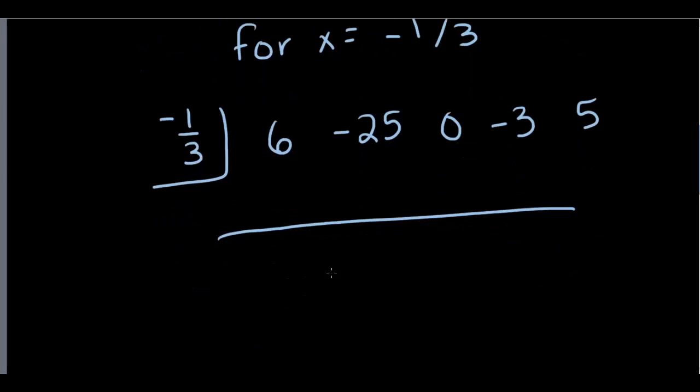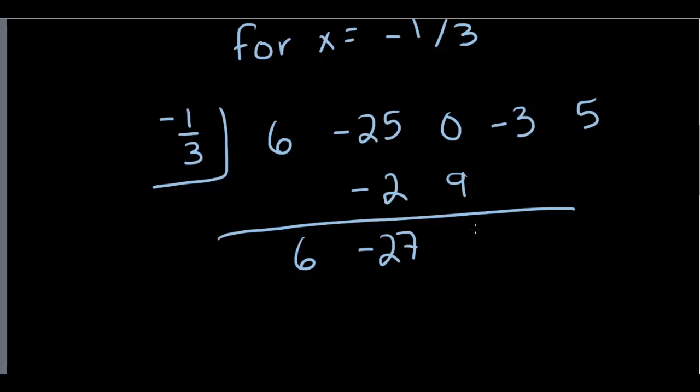So I'm going to drop the 6 down. Negative 1 over 3 times 6 is the same thing as negative 6 over 3. Negative 6 over 3 is negative 2. So negative 25 minus 2 is negative 27. Negative times negative is positive. 27 times 1 over 3 is the same thing as 27 over 3, which is 9.